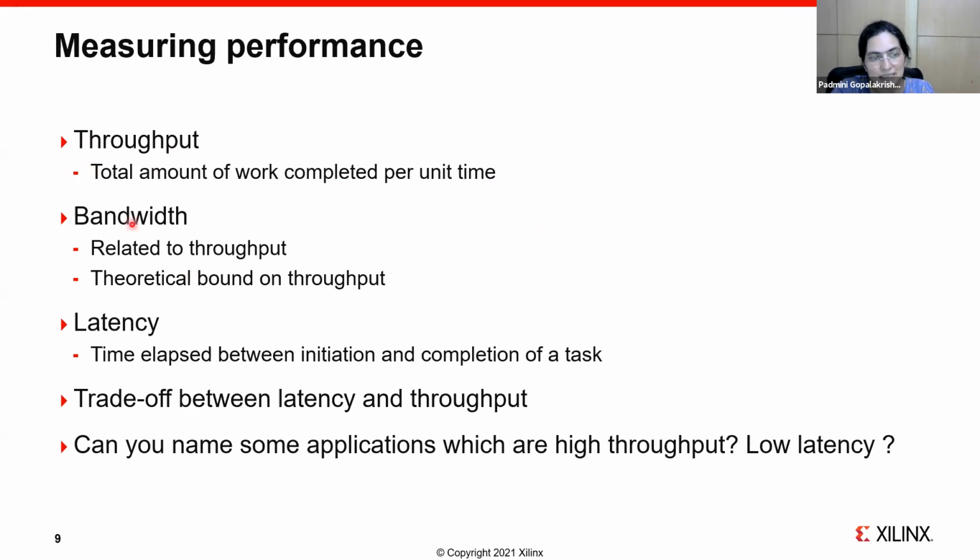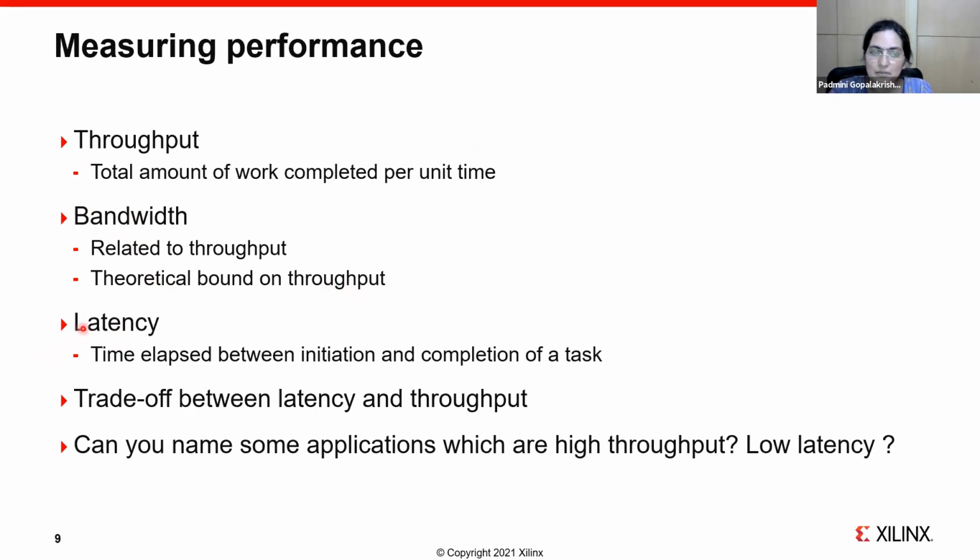Now, bandwidth is similar actually. Bandwidth also relates to the amount of work done in unit time. The difference between bandwidth and throughput is that bandwidth is more of a theoretical bound. So bandwidth tells you what is the maximum throughput that your system can sustain. That's an important consideration to keep in mind. When you actually build your applications, you will talk more in terms of throughput and latency. But it's a good idea to analyze the bandwidth also, which is the throughput that your system is capable of.